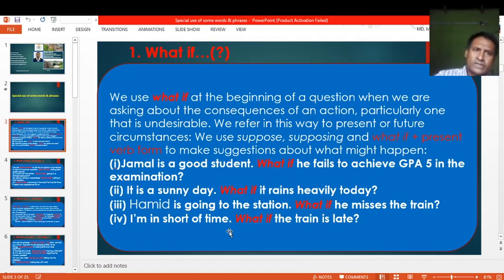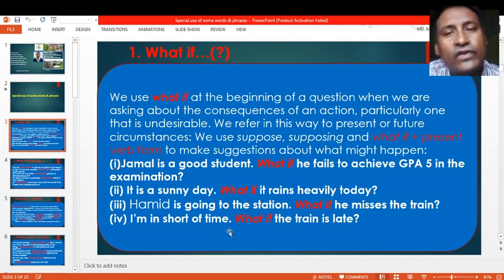We are going through some special words and phrases. First of all, here you see what if. We use what if at the beginning of a question when we are asking about the consequences of an action, particularly one that is undesirable or unacceptable. We refer in this way to present or future circumstances or incidents.